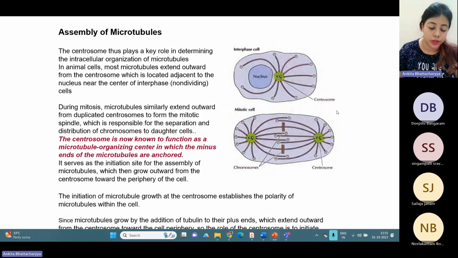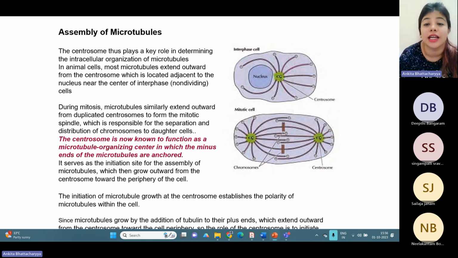Now coming to the assembly of the microtubules. Like we talked about the fact that ab initio synthesis of microtubules does not occur. Instead, the centrosome is the anchoring region inside the cell, which helps in this intracellular microtubule organization. So in animal cells, most microtubules extend from the centrosome, from the microtubule organizing center or MTOC, and they are projecting outwards.